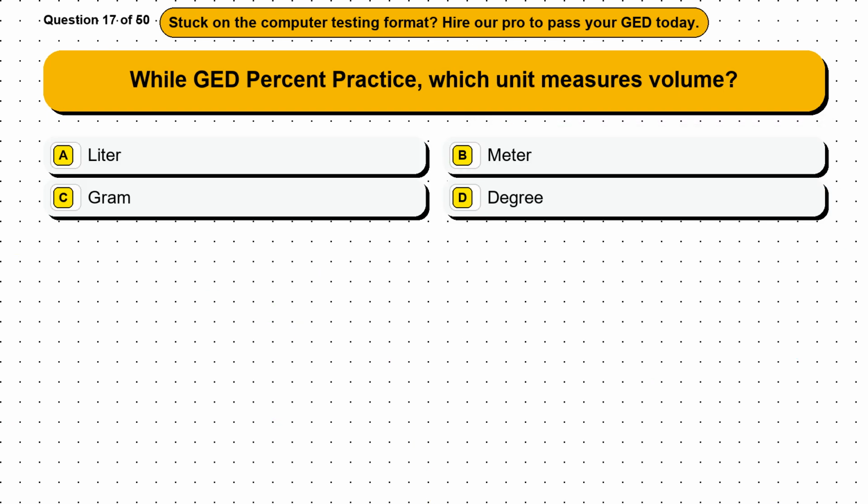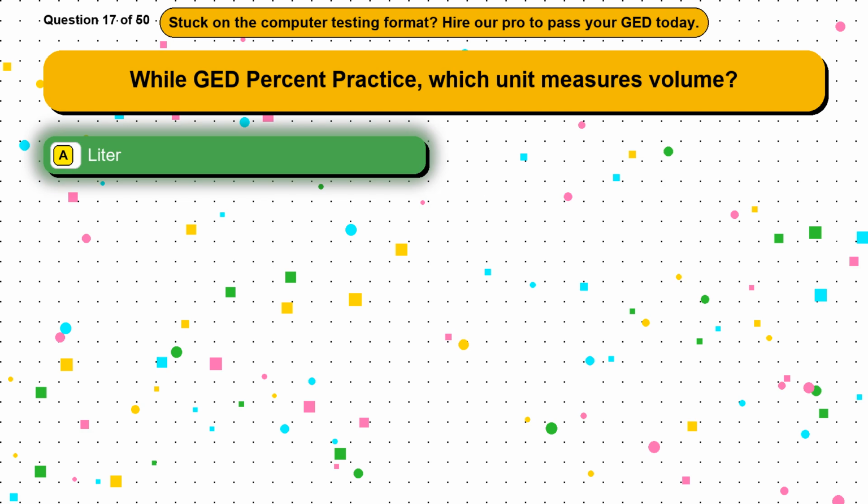Question 17. While GED Percent Practice, which unit measures volume? Option A, liter. Option B, meter. Option C, gram. Option D, degree. The correct answer is option A.